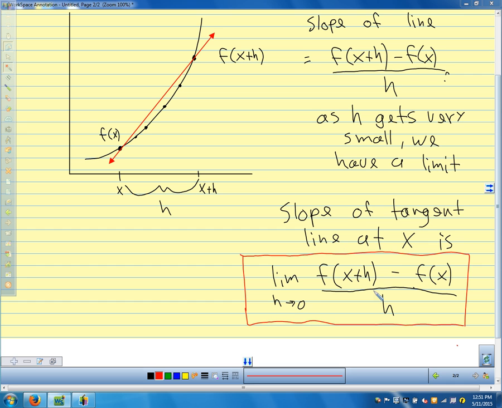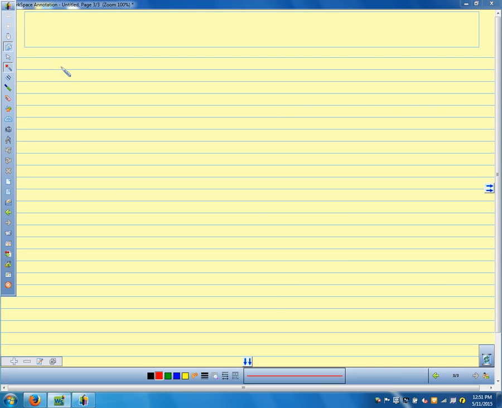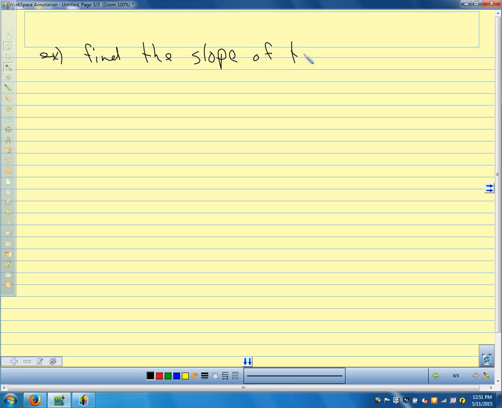All right, so let's look at some examples. This limit is our idea. This is the slope of our tangent line at a particular value of x. So we want the slope of the graph of y equals x squared plus 1 at the point 1, 2.